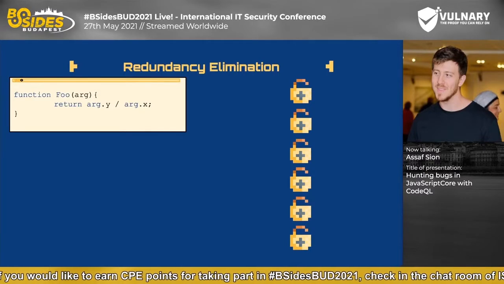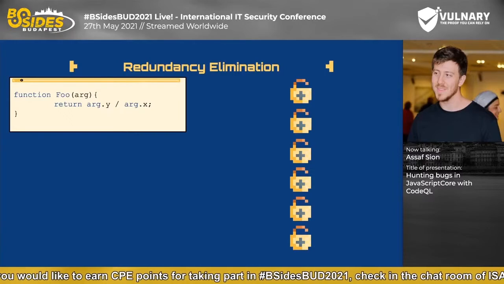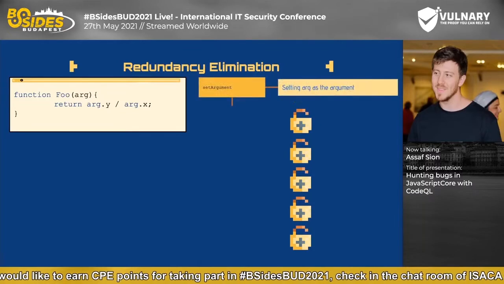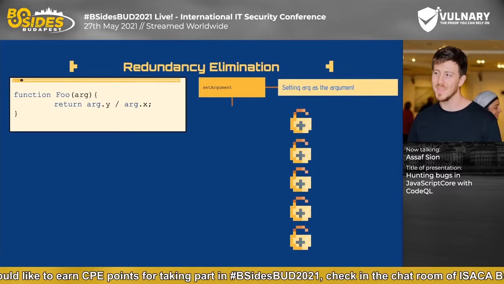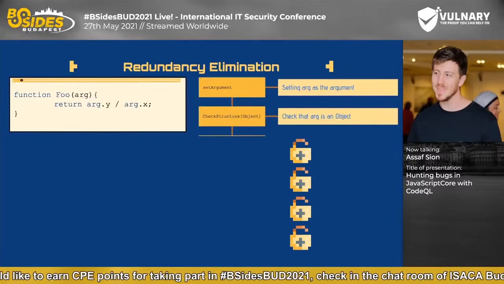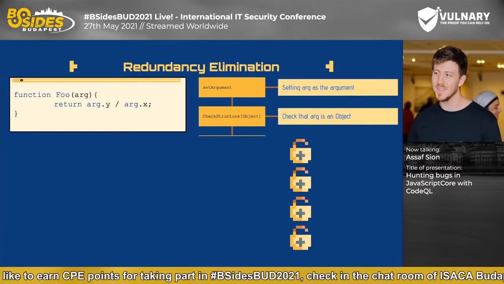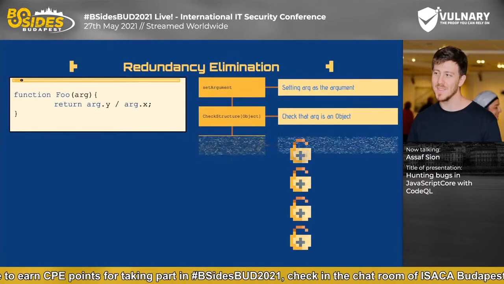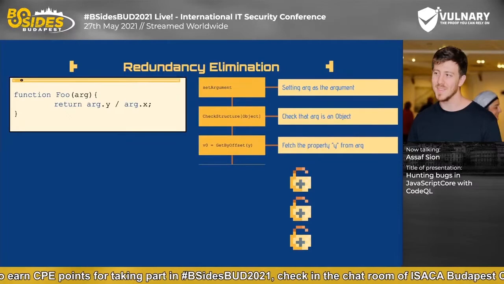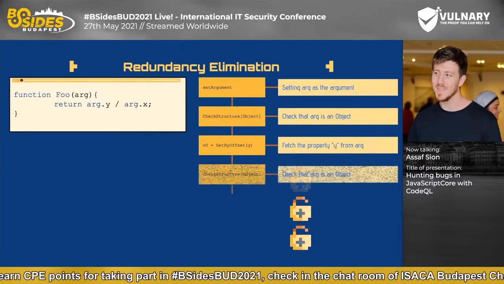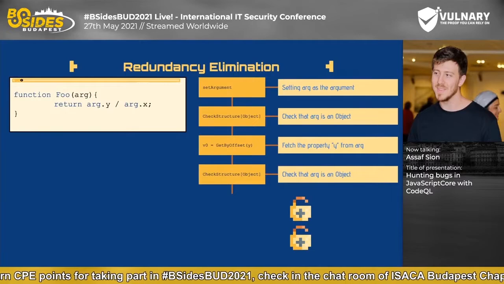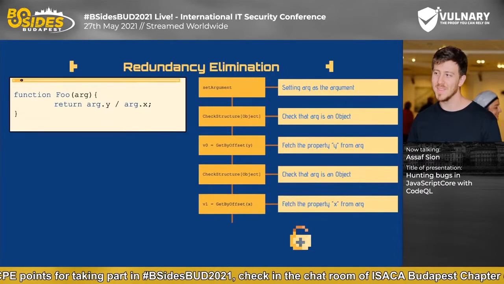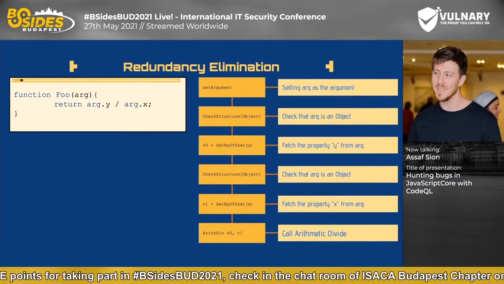So let's take a look at the following function, which returns the division of the two properties fetched from arg. So the Dataflow graph will look like that. At first, we'll set arg as an argument. Then we'll make sure that arg is an object because we fetch properties from that argument. Then we'll fetch one property. So for example, we'll fetch y. And then we'll check again that arg is still an object. If it is an object, we'll fetch x as well. And finally, we'll return the division between these two.